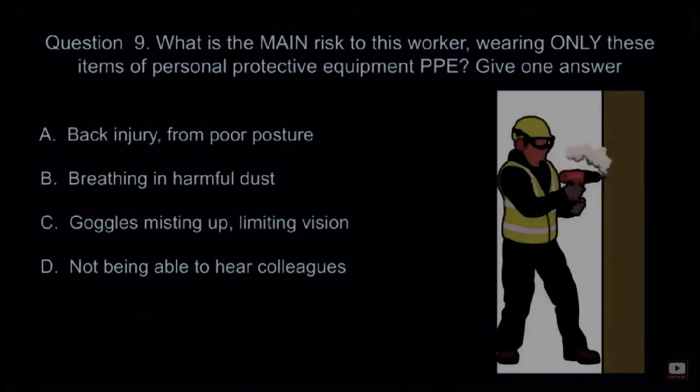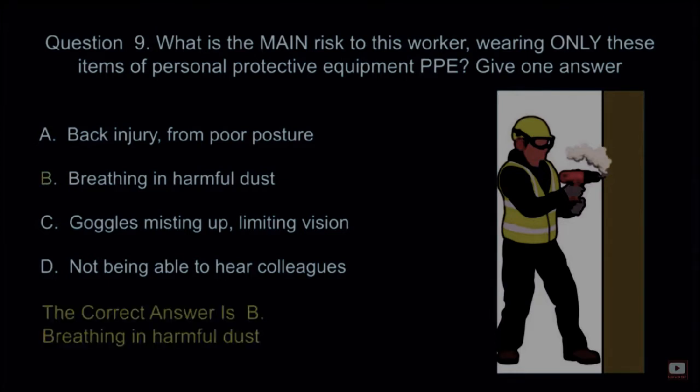Question 9. What is the main risk to this worker, wearing only these items of personal protective equipment, PPE? Give one answer. A. Back injury, from poor posture. B. Breathing in harmful dust. C. Goggles misting up, limiting vision. D. Not being able to hear colleagues. The correct answer is B. Breathing in harmful dust.